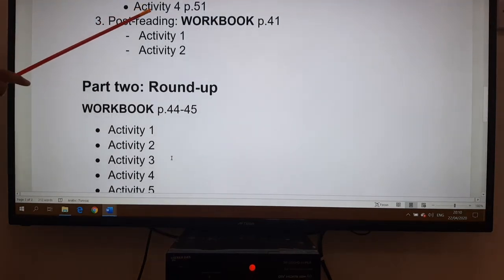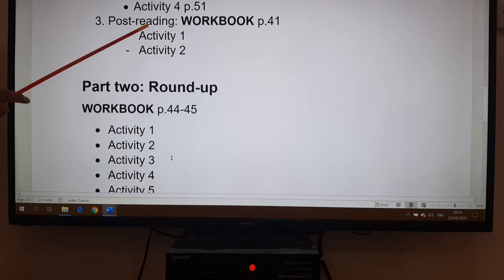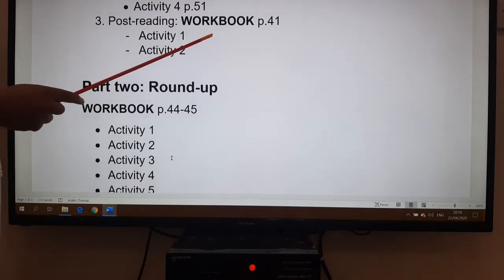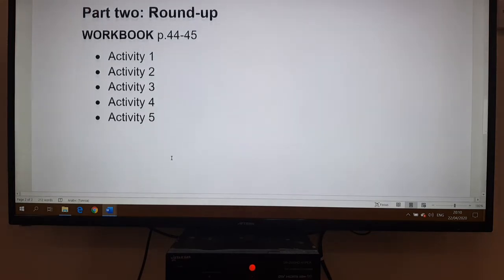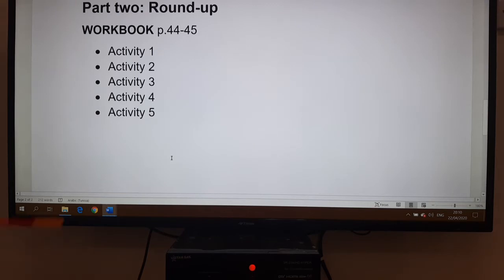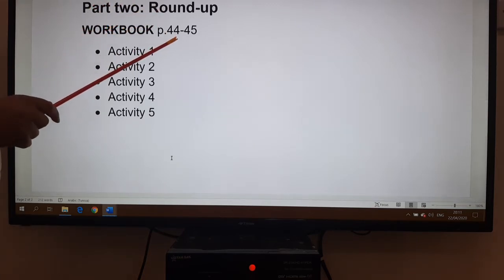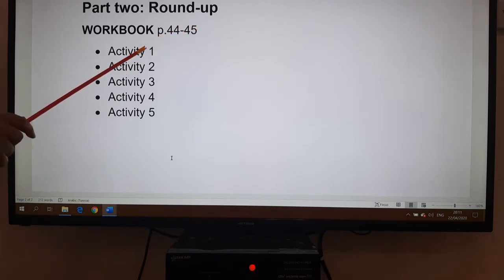Then you go to activity 4, and then post-reading activity, we have the exercises of the workbook on page 41, activity 1 and activity 2. Then we have the roundup. I would like you to go directly to the workbook, page 44 and 45. So here we have 5 exercises to do.